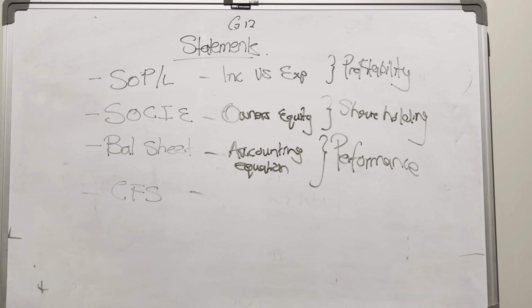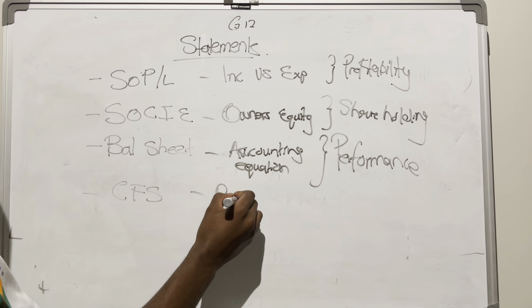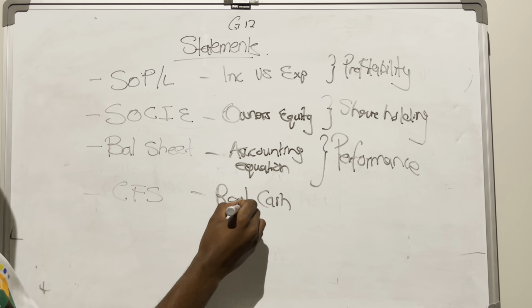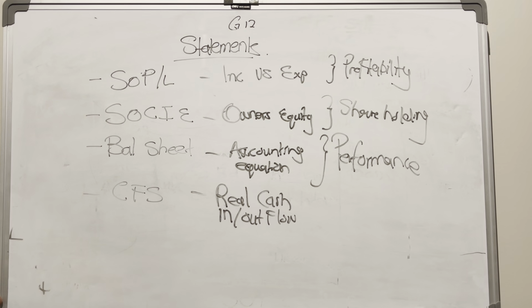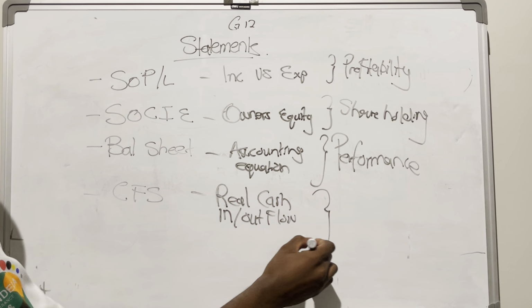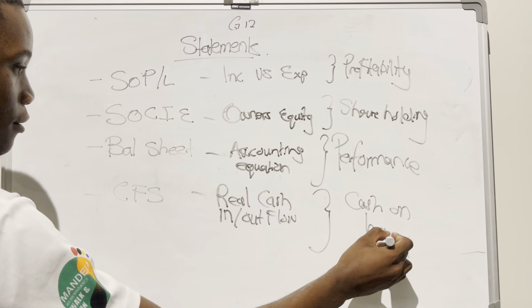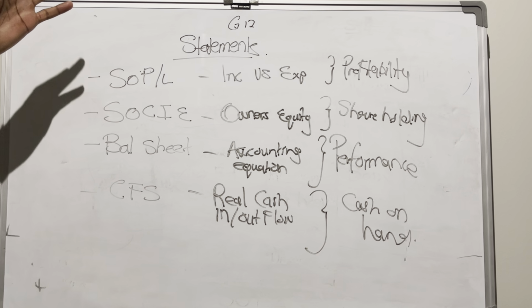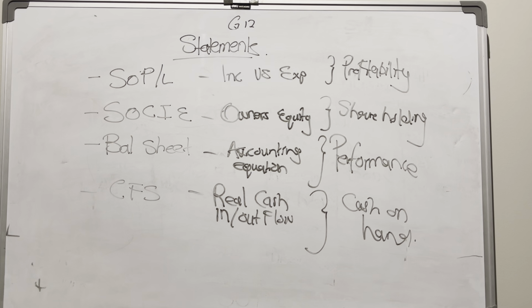We have your cash flow statement. It deals with real cash, in or outflows. What does it show? It shows cash on hand. We are also going to go into detail of each and every statement that is written here. Do examples, questions, and answers.